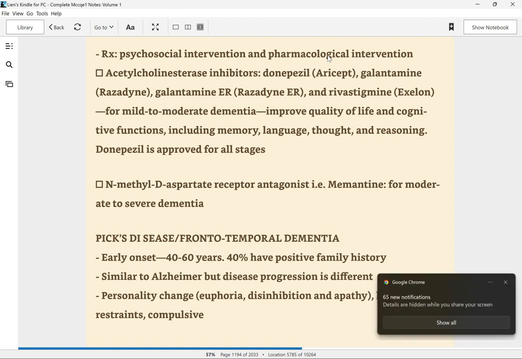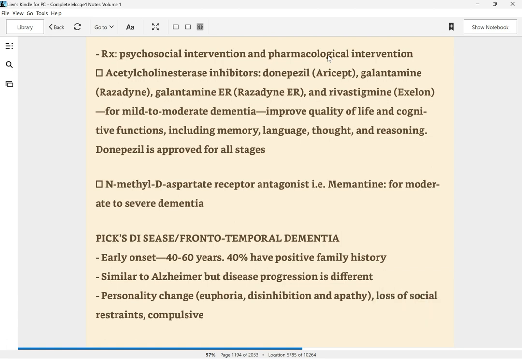Acetylcholinesterase inhibitors: donepezil (Aricept), galantamine, galantamine ER, and rivastigmine (Exelon), for mild to moderate dementia. Improve quality of life and cognitive functions, including memory, language, thought, and reasoning. Donepezil is approved for all stages. N-methyl-D-aspartate receptor antagonist, i.e., memantine, for moderate to severe dementia.